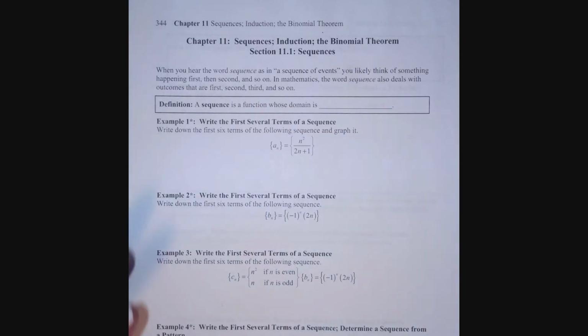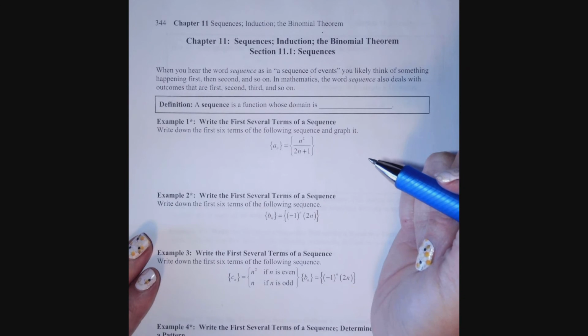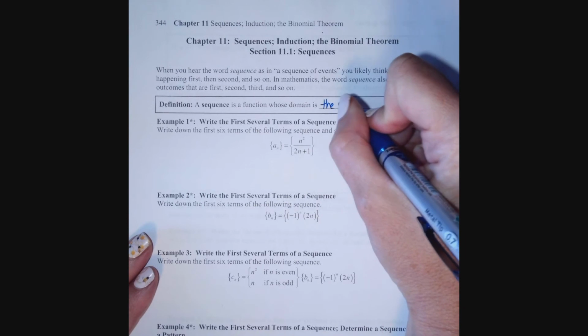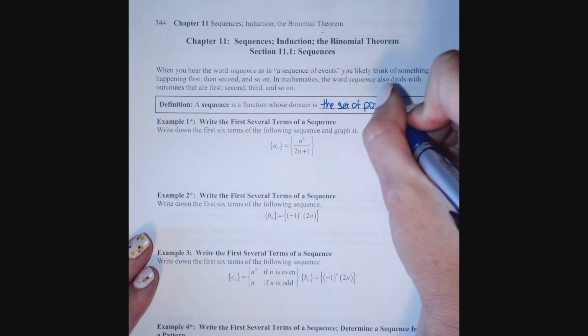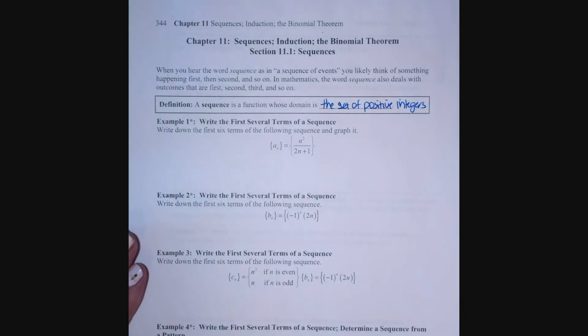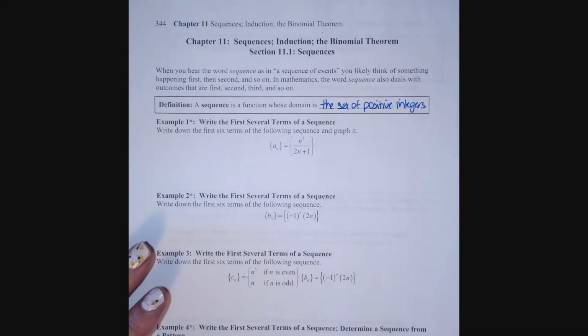When you hear the word sequence, we think of this as a series of events, something that happens first, second, etc. In math, that also deals with outcomes that come in an order. By definition, a sequence is a function whose domain is our set of positive integers. So think of it as our domain is going to be the number of the terms. You have a first term, second term, third term, fourth term, etc. You don't have a 2.5 term, right? So it's going to be the set of positive integers.